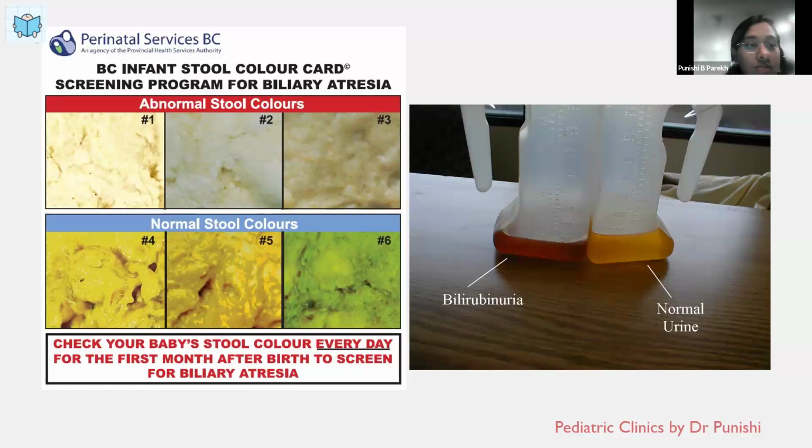So if you look at abnormal colors 1, 2, and 3, so white, gray, or chalky white are all abnormal colors. Whereas if you have yellowish or maybe greenish yellow colored stools, that's normal. So instead of asking the mother what color of stool it is, which is often difficult to ask, and even the mother might not be able to explain what color it is, it's always good to keep this chart in your well baby clinic and ask the mother to point whether the baby has any of these abnormal colored stools. This is bilirubinemia, so dark urine. This is the normal urine. So this is what happens in a conjugated hyperbilirubinemia, where you have pale colored stools and dark colored urine.